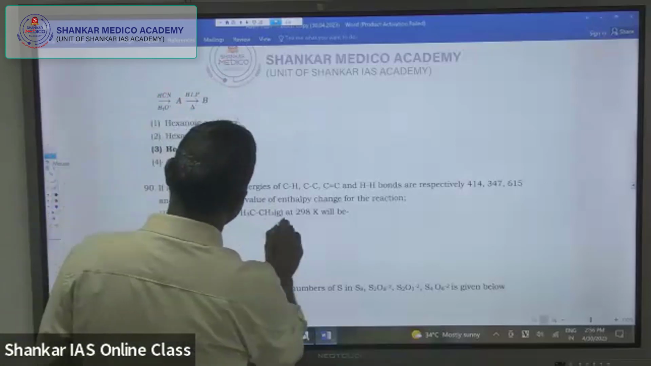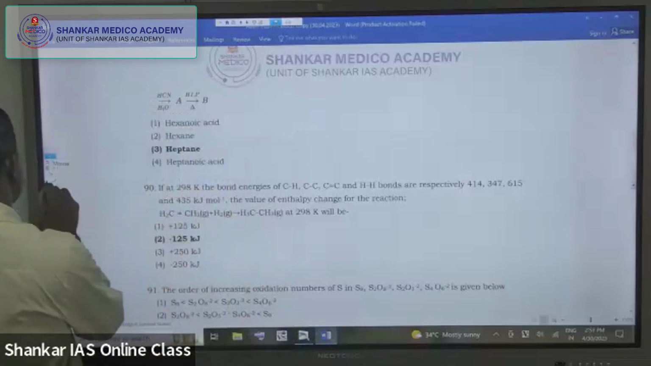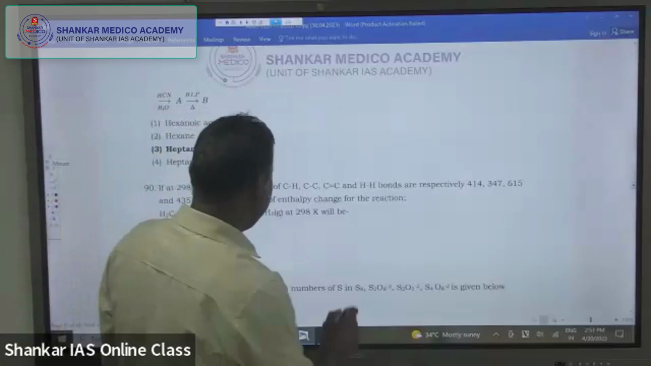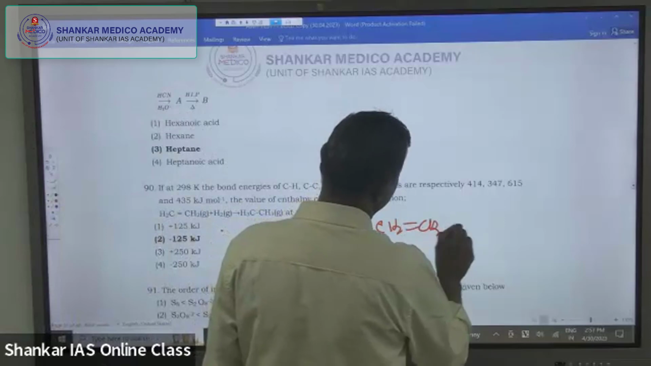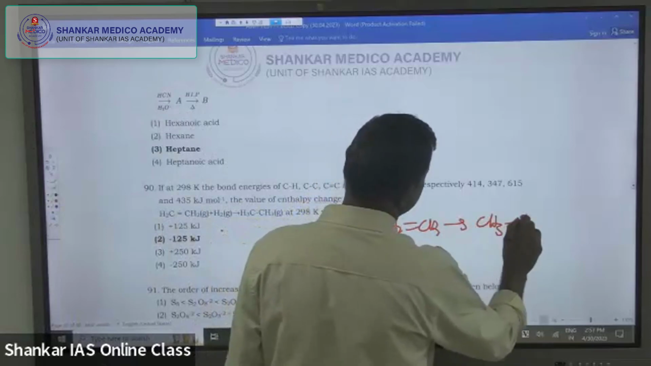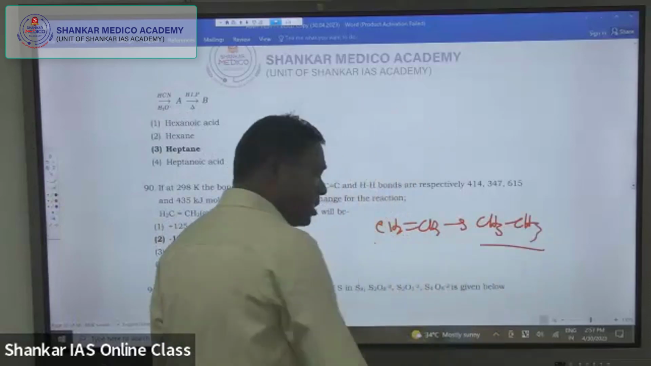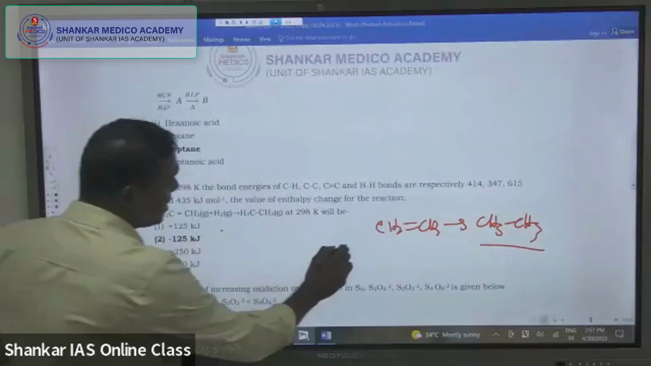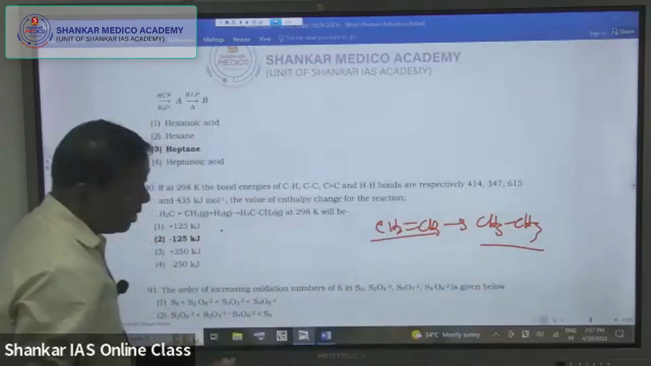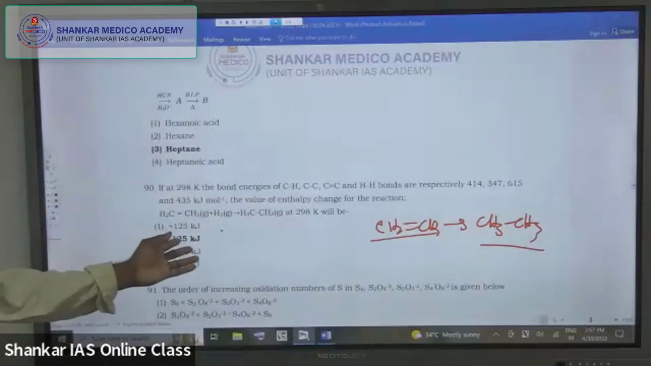Very simple here. This is simply CH2=CH2 giving CH3CH3. This is just a hydrogenation. It is nothing but the heat of hydrogenation. Also, we can relate thermodynamics. And in this case, they have given the bond energy.